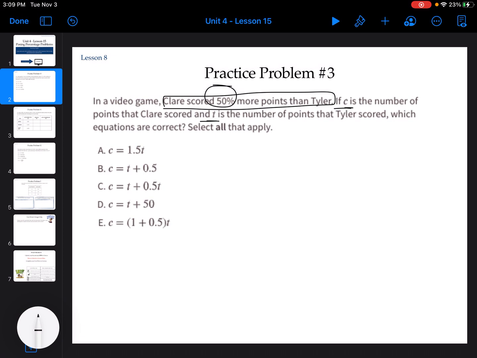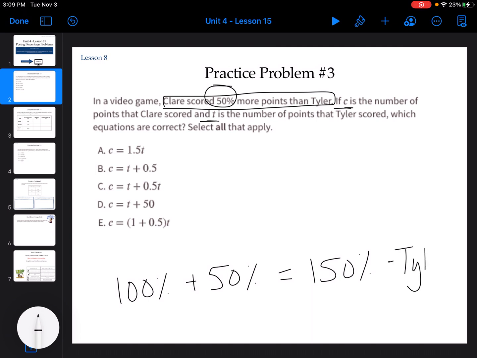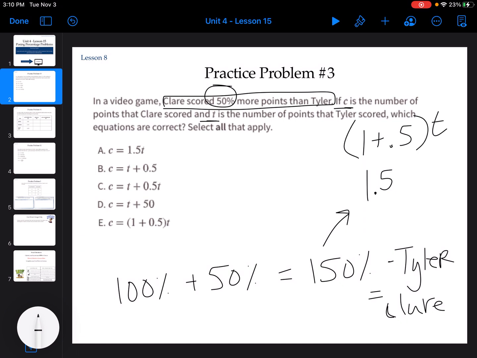So 50% more points than Tyler would be 100% of the points plus 50% more. So that would be 150% times Tyler would be Claire. Right? We also know that could be represented as 1.5. We also know that we could say 1 plus 0.5. Every time we're multiplying it by Tyler, and that's going to equal Claire.